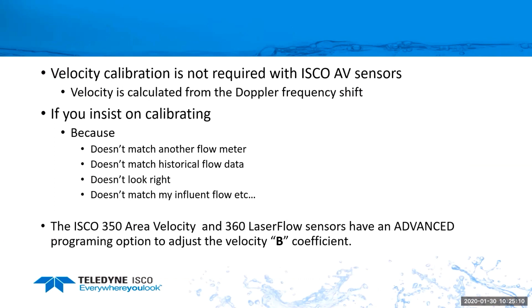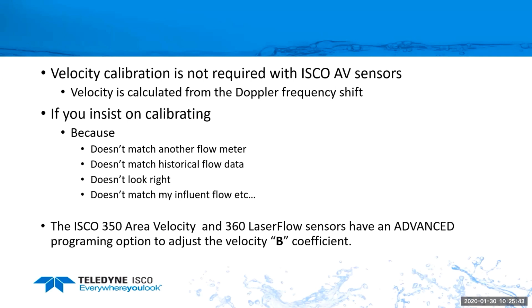But the question was, how do we calibrate velocity on an AV sensor? The velocity calibration is not required because it's the theory behind the frequency shift. We can calculate the accurate velocity based off the frequency shift. So it doesn't really matter if I'm outputting a 1 megahertz signal or a 500 kilohertz signal. It's reading the Doppler effect, or the frequency shift, to come up with the velocity.